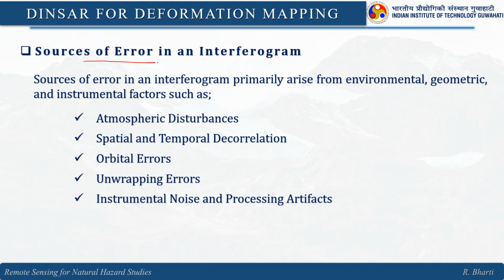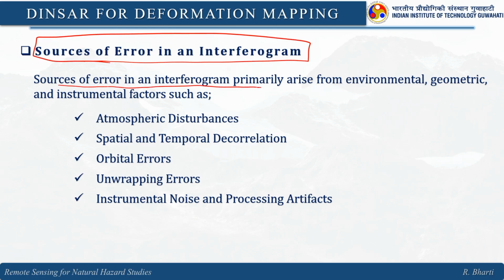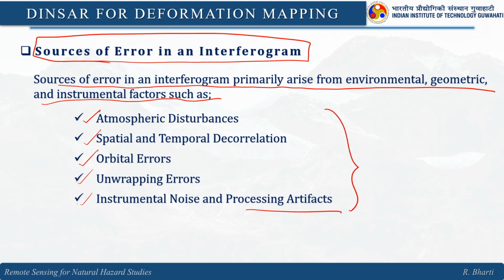The sources of error in an interferogram, that also we need to understand before we go into the application. The sources of error in an interferogram primarily arise from environmental, geometric and instrumental factors, which are atmospheric disturbances, spatial and temporal decorrelation, then orbital errors, unwrapping error and the instrumental noise and processing artifacts. So, these can also introduce error in your analysis.